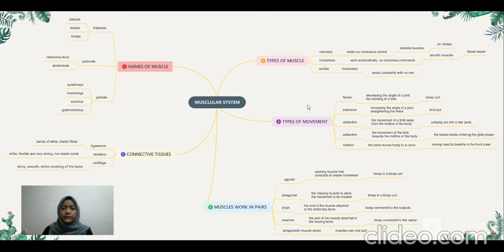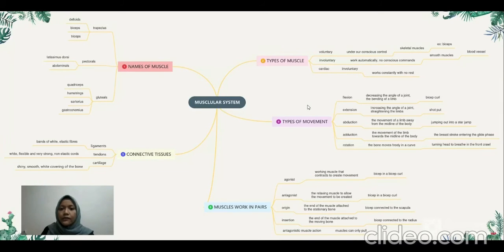For the system, I am doing the muscular system, where we have 5 topics: names of muscles, types of muscle, connective tissue, types of movement, and muscles work in pairs. For example, for the names of muscles we have 3: trapezius, pectoralis, and gluteus. Under trapezius, there are the deltoid, biceps, triceps. And for pectoralis, we have latissimus dorsi and abdominals. And for gluteus, we have quadriceps, hamstring, sartorius, and gastrocnemius.